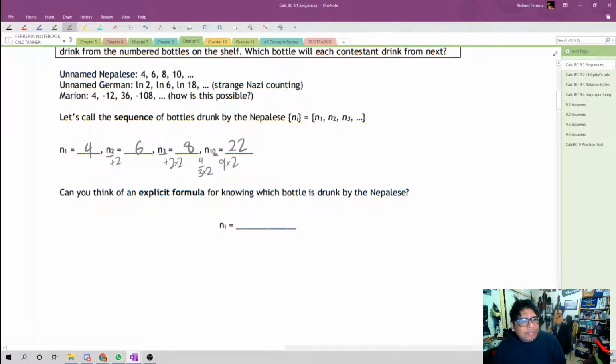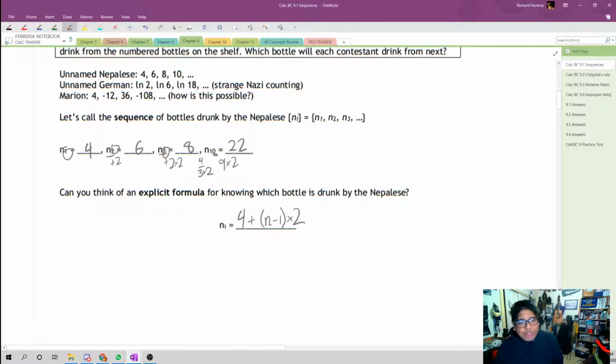Can you think of an explicit formula for knowing which bottle was drunk by the Nepalese? Well, we started with the 4th bottle, and then we added the index number, n minus 1, multiplied by 2. These numbers here, the subscripts, we tend to call them index numbers. So here is a formula.